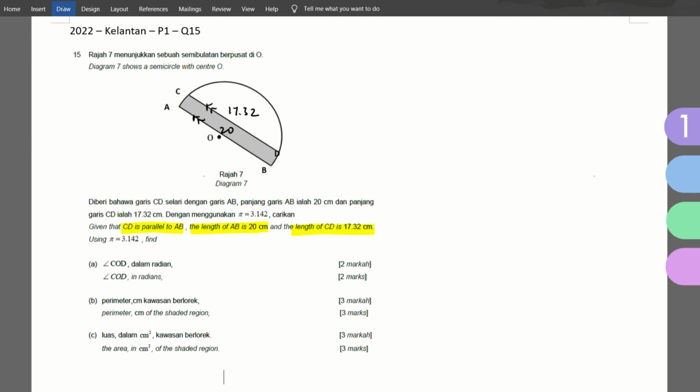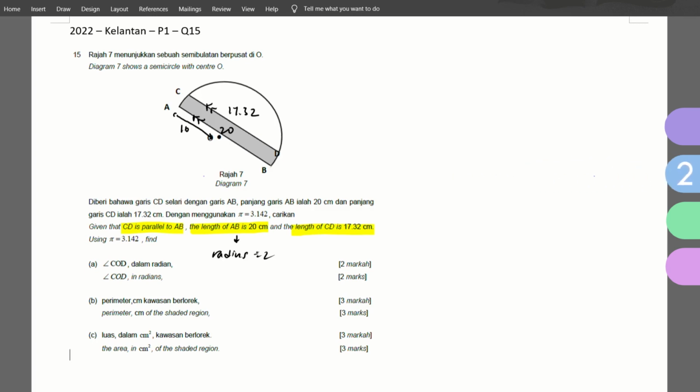AB is given as 20 cm. If we want to find the radius, we just divide by 2. 20 divided by 2 is 10. So let's say OA is the radius, which here will be 10. Let's move on to part A, which is to find the angle COD.